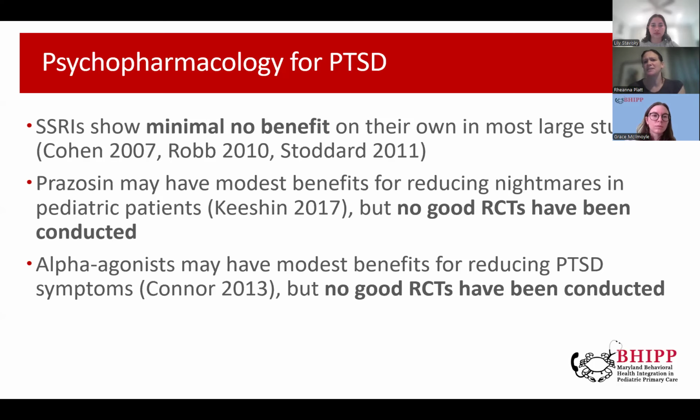And here's where I'm mentioning some off-label uses again, because we don't have any on-label trauma-related indications for kids. But there is increasing evidence for use of prazosin for reducing nightmares and sleep disturbances in pediatric patients, although we haven't gotten to the point where there have been large randomized controlled trials. And then similarly, alpha agonists have some evidence for reducing some hyperarousal symptoms in PTSD, but they've been really less rigorously studied in pediatric populations.